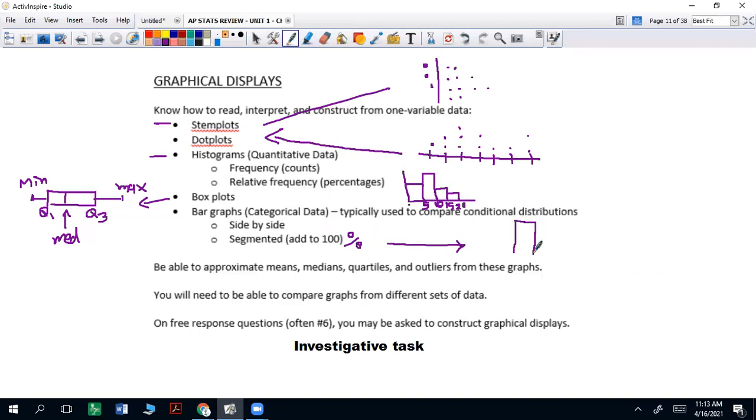A segmented bar graph might be color coded or whatnot, and it's going to have different shaded portions of it. So you might have this portion of it represent this percent and that percent. But the whole purpose of a segmented bar graph is to kind of show the distribution of a variable. And so that's going to add to 100 right there.